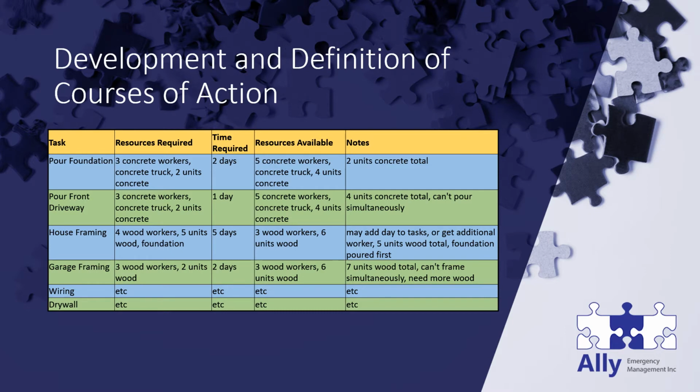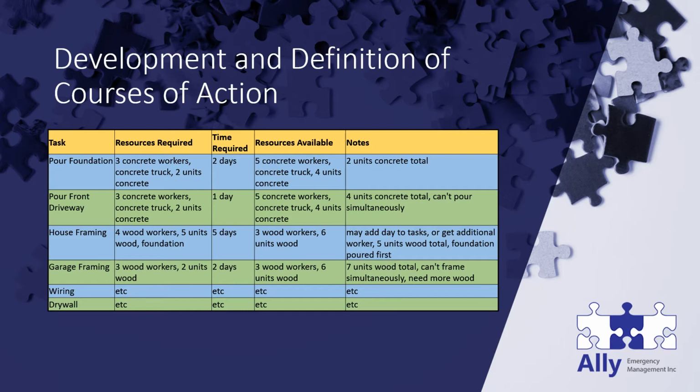Happily, we have enough concrete to do what we need to do. The next task is framing the house. And we've assessed we need 4 workers, these workers specializing in wood. We'll need 5 units of wood, and we'll need a foundation. So that's an interesting sequencing issue as well, because now we know however we decide to do the driveway versus the foundation, we have to have the foundation done before we get the framing done.